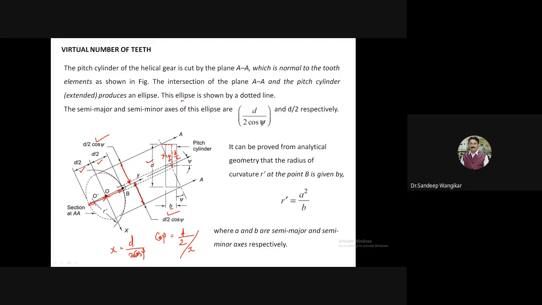Now we have considered here ellipse. So for this ellipse, already some standard things are there. In this case, this can be proved from analytical geometry, that radius of curvature r dash, now this is the formula taken for ellipse. So here this point is there and the radius of curvature as shown here. So this radius r dash is given by a square divided by b, where a stands for the semi major and b stands for the semi minor axis, a square divided by b.